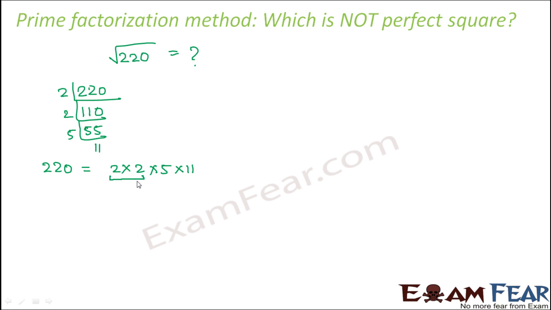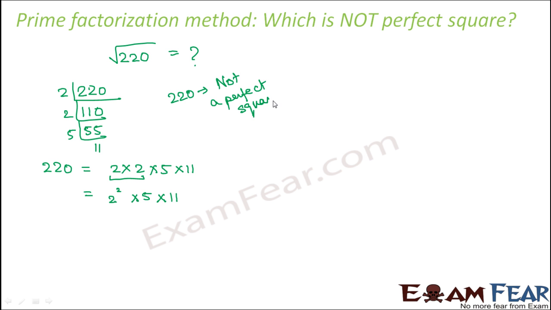Now when you look at this, you see that 2 exists in pairs, so you can write it as 2 square. But 5 doesn't exist in pair. Similarly, 11 doesn't exist in pair. So therefore, we are not able to write 220 as square of some number. Only when we are able to write it as square of some number does it mean that 220 is a perfect square. But in this case, we are unable to write 220 as a square of a single number. This shows that 220 is not a perfect square.